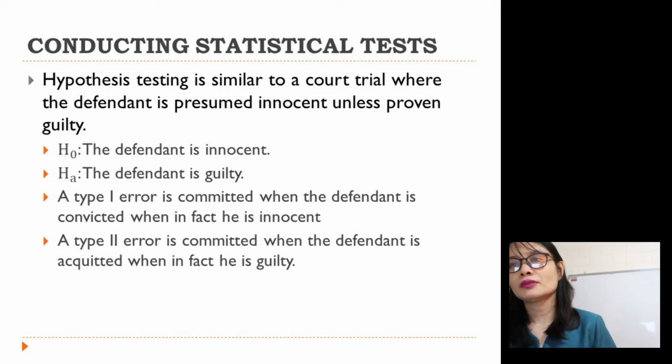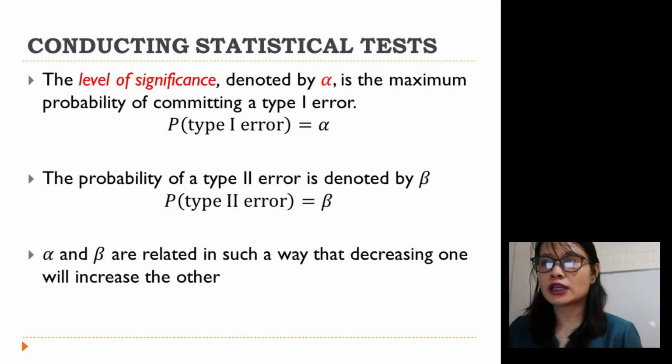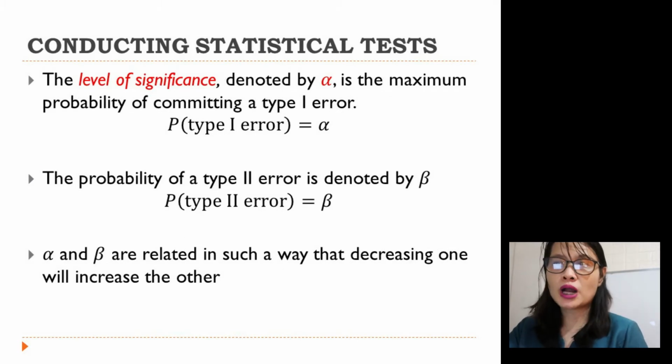Okay? So the level of significance denoted by alpha is the maximum probability of committing type 1 error. So type 1 error equals alpha. The probability of type 2 error is denoted by beta. Alpha and beta are related in such a way that decreasing one will increase the other.